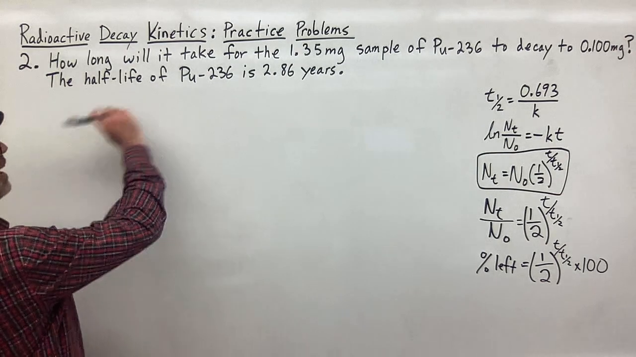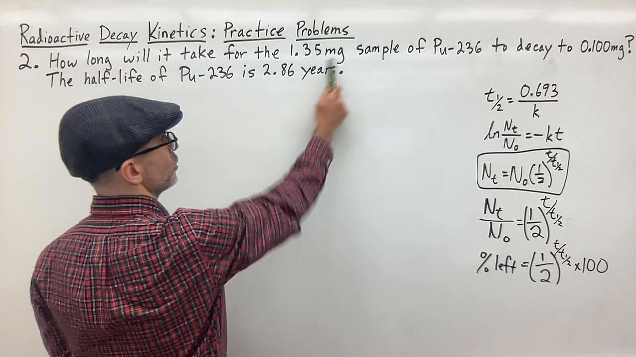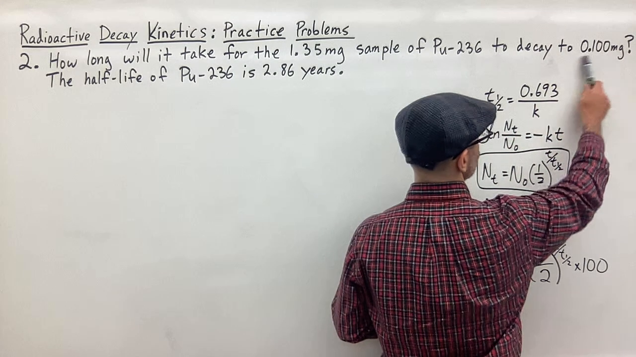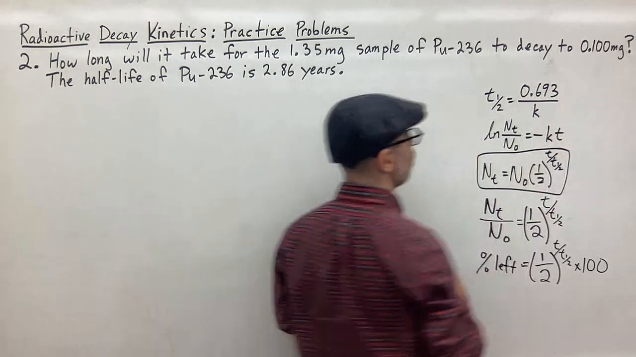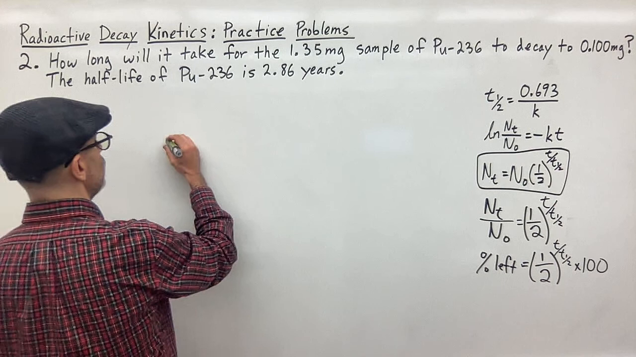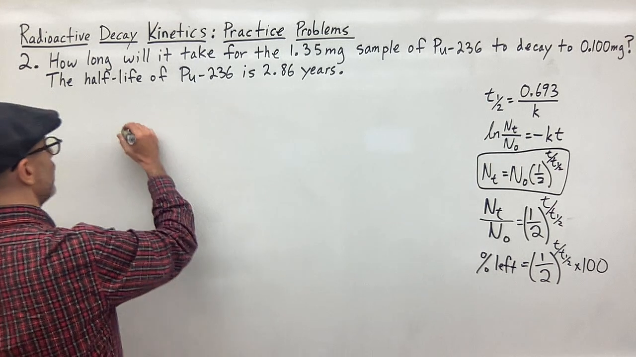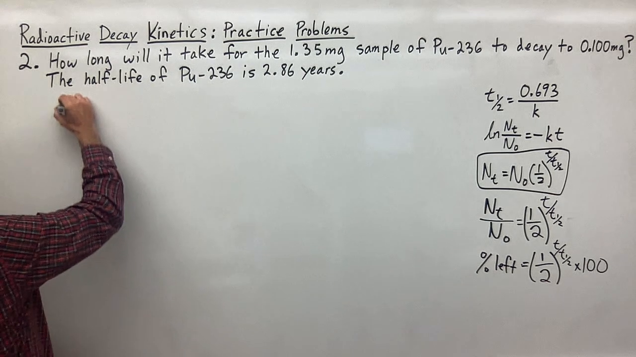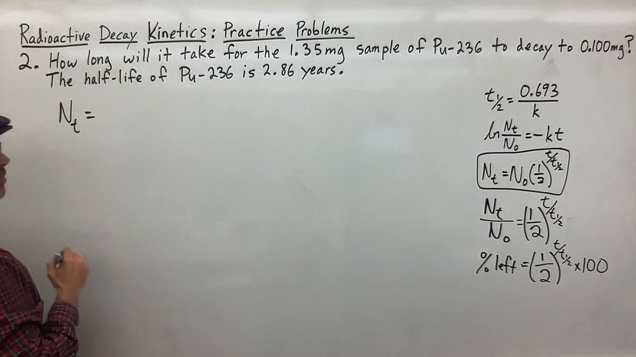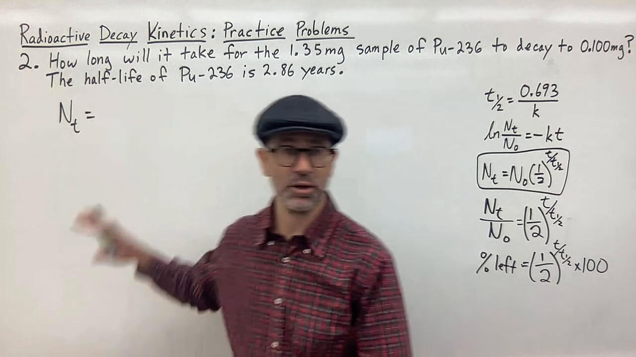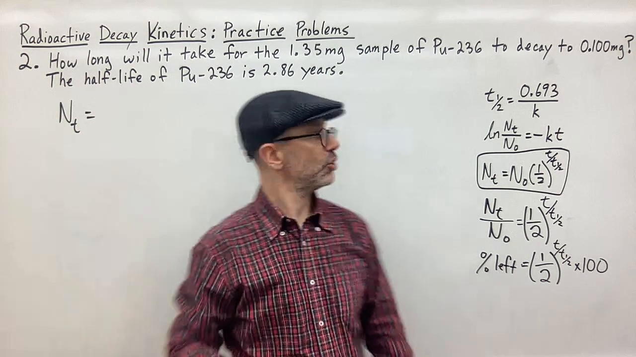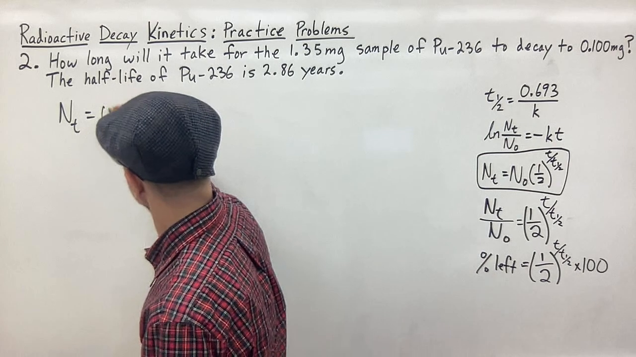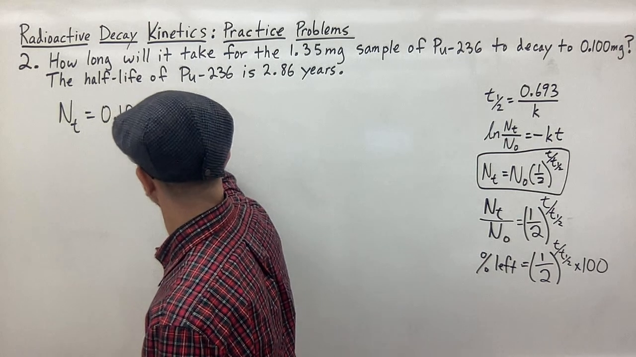We're given that the initial amount is 135 milligrams, and we want the amount after the time that has elapsed to be 0.100 milligrams. So we just plug everything into our equation. N_t is the amount that remains after time t, and we were told that that's 0.100 milligrams.